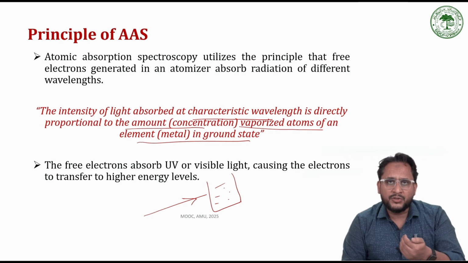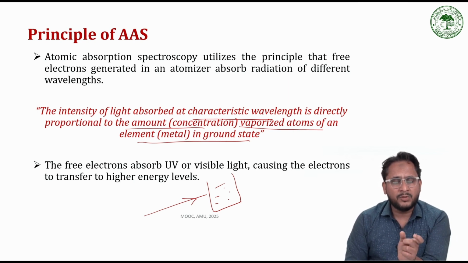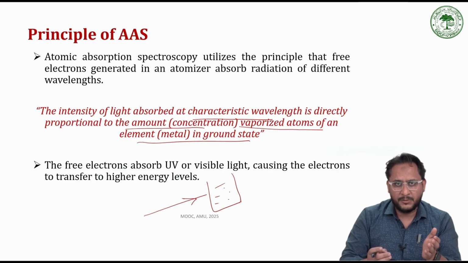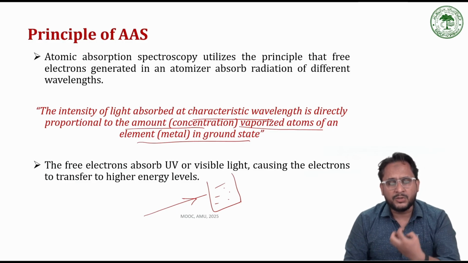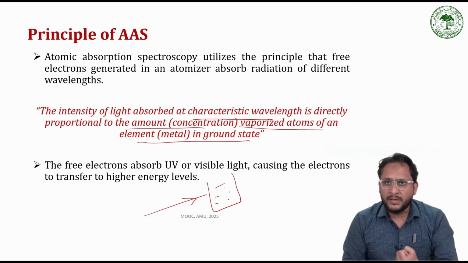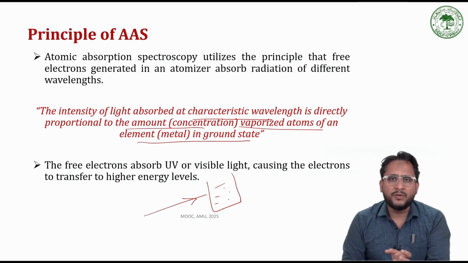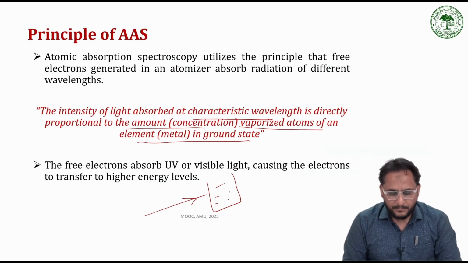The higher the concentration, the more absorption we have, resulting in transmitted light of lower intensity. However, if the concentration is low, there will be less absorption and the intensity of transmitted light would be high.